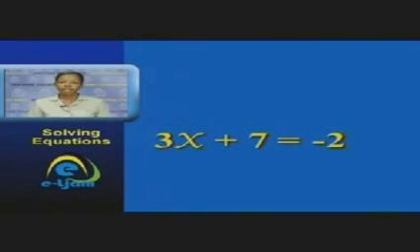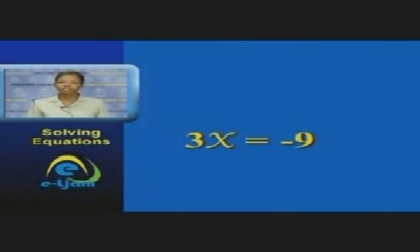On the left-hand side, we need to get rid of the numbers. We are adding 7, so to remove it, we subtract. Of course, what we do on one side, we must do on the other. So we also subtract 7 from the right-hand side of the equation. When we do this, we are left with 3x on the left and negative 9 on the right.